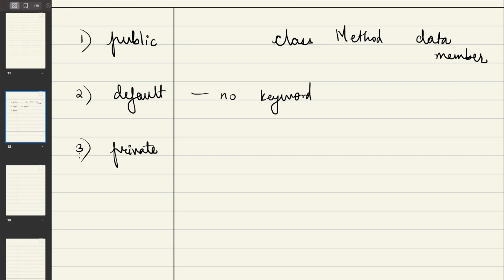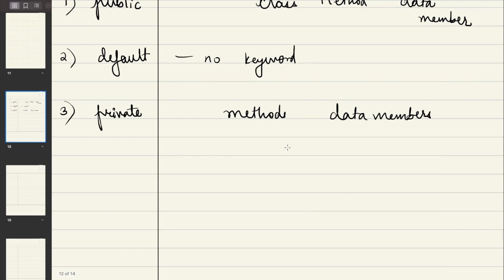Now, what about private? Methods can be made private. Data members can be made private. Now, what about classes? With classes, we have a slightly different rule. You can use private with classes, but only for inner classes or nested classes. Only when there are nested classes can you make those private, because the definition of private says that the access to whatever entity you make private is only limited to the class in which it is defined. So imagine you cannot make a top level class private, because then that will not make sense.